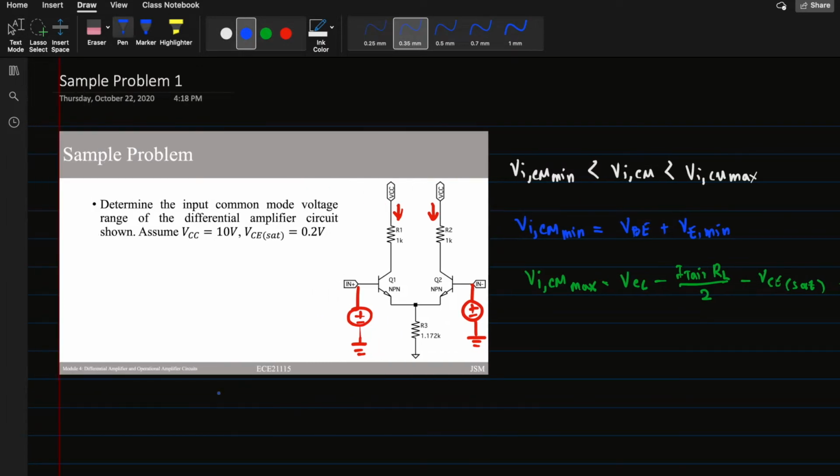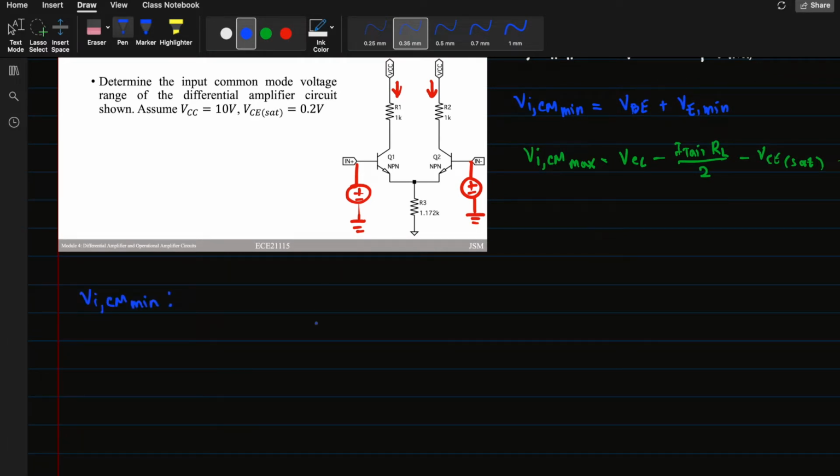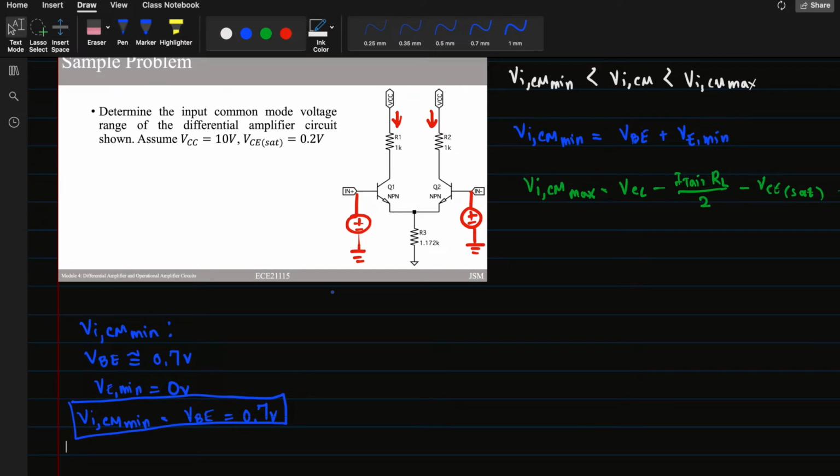So, unahin natin yung minimum voltage, VICM min. So, ang kailangan natin doon is VBE and VE min. So, si VBE, it is the voltage between the base and emitter terminals ng isang transistor. And for the transistor to operate in the active region, VBE should be around 0.7. And ngayon, the question is, what is VE minimum? I mentioned in the previous episode that VE minimum is the minimum emitter voltage required for the current source to operate. So in this problem, may nakikita ba tayong current source? Wala po tayong current source dito. So ibig sabihin, our VE min is 0. So therefore, the minimum input common mode voltage is 0.7 volts. Yan, di ba?